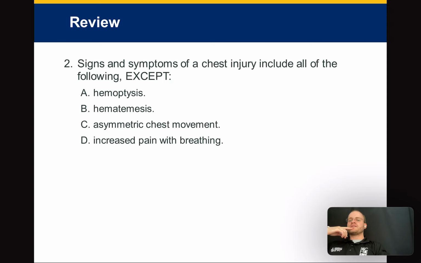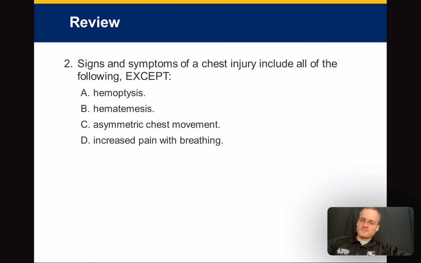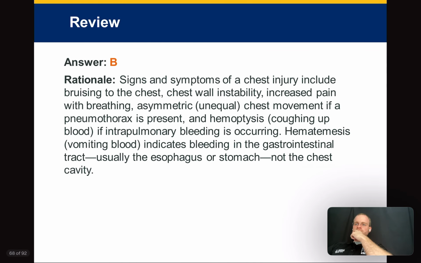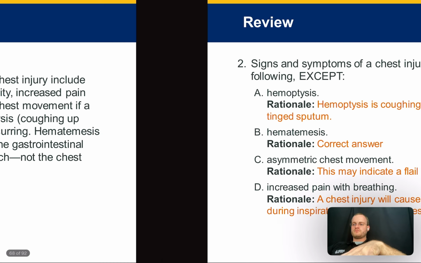A sign and symptom of a chest injury include all the following except: hemoptysis, which is coughing up blood; hematemesis, which is vomiting blood; asymmetric chest movement, which is when the chest is not moving equally; increased pain with breathing. The correct answer is B, hematemesis. Vomiting blood is not a chest injury. Oh, I'll slow down so you can screenshot these if you want.